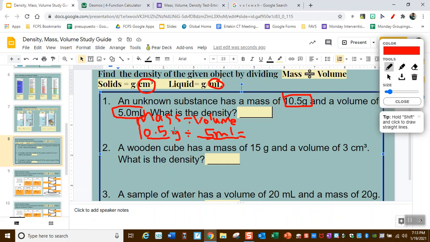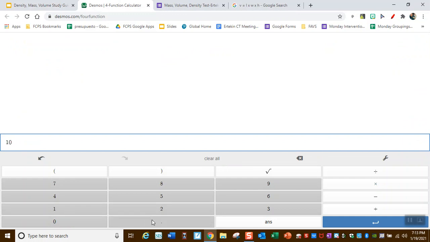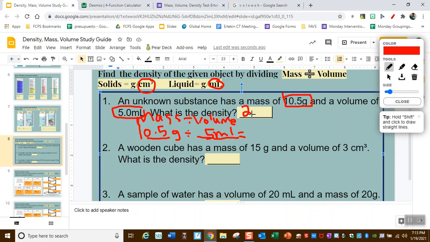You divide mass divided by volume, 10.5 divided by 5. Let's do that in my calculator. 10.5 divided by 5, and we get 2.1. So the answer here is 2.1 grams per, and if you just look at your volume, you're using milliliters, so here you would use milliliters too, okay? You read this as 2.1 grams per milliliters, okay? That dash means per. So write this answer on your document.